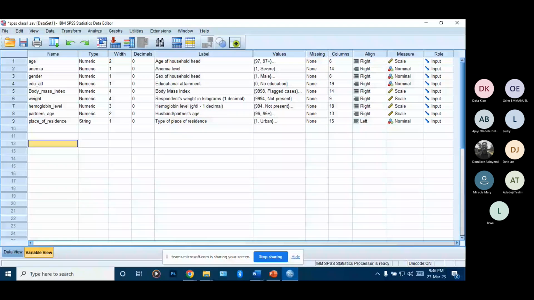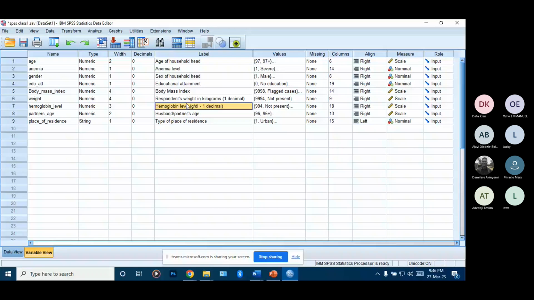Now, one very good thing I want us to do before we continue is to have the right configuration for our data set. If we are doing anything in SPSS, we have to specify the correct scale of measurement of the variable that we are dealing with.